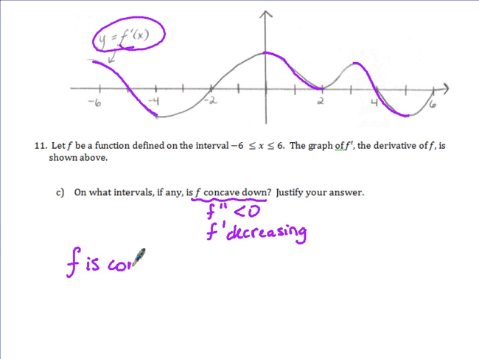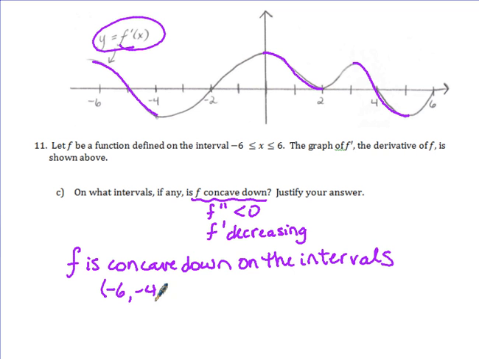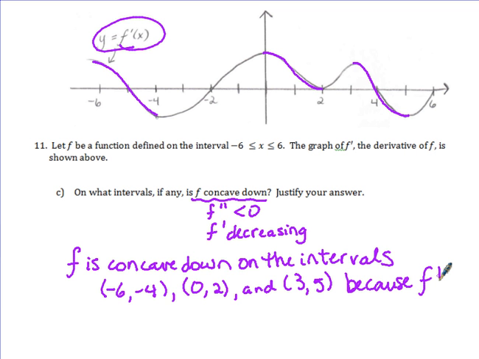So f is concave down on the intervals -6 to -4, 0 to 2, and 3 to 5, because f prime, because that is what we're given, because f prime is doing what? It is decreasing on those intervals.